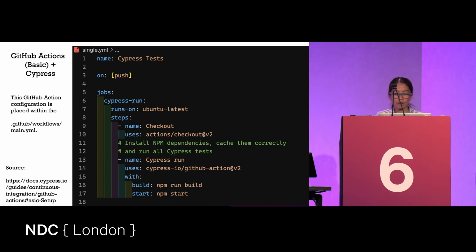And then next, we are utilizing the Cypress GitHub action, which is maintained by Cypress themselves. So this will install our npm dependencies and run our Cypress tests. And then finally, we are using the with directive to tell the Cypress action to run with our build and start the npm scripts.